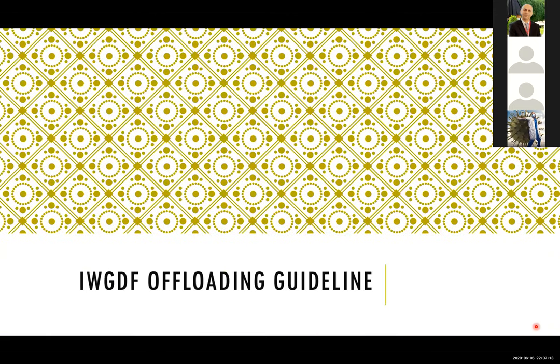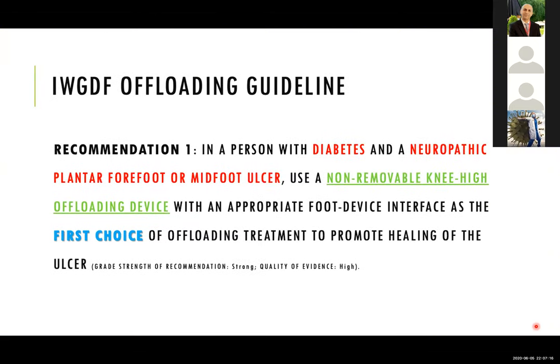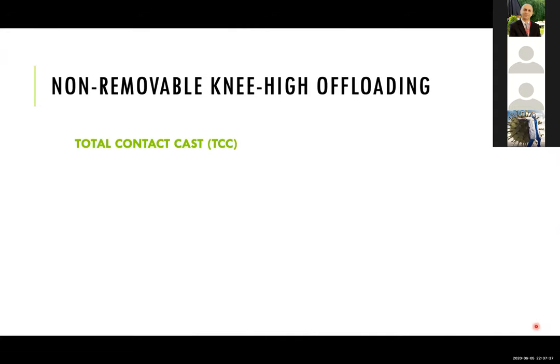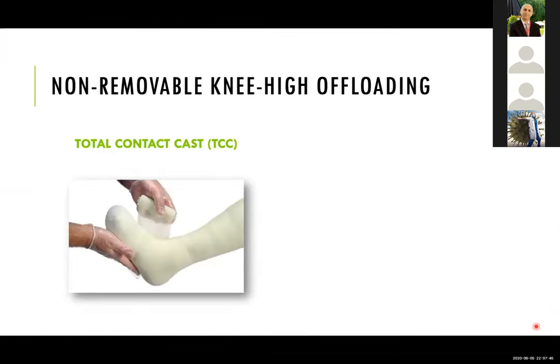Okay, so now I will go straight to the offloading guidelines. There are going to be 9 recommendations. We start from the premise that all the patients are diabetic, and in this case, there is a neuropathic forefoot or midfoot ulcer. As a first choice, these guidelines recommend a non-removable knee-high device. Here I will show you what a non-removable knee-high offloading device is. The gold standard is the total contact cast.